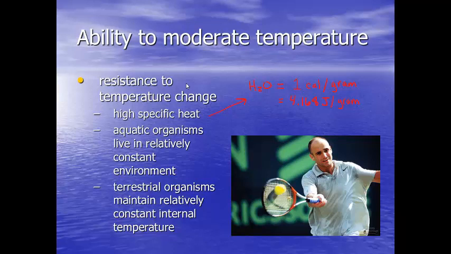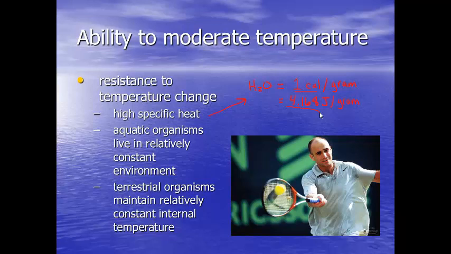Specific heat is defined as the amount of energy needed to change 1 gram or 1 milliliter of water by 1 degree Celsius. The specific heat of water is 1 calorie per gram or 4.168 joules per gram or milliliter. That's very high. So it's very difficult to get the temperature of water to change.